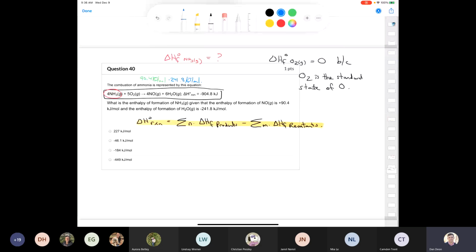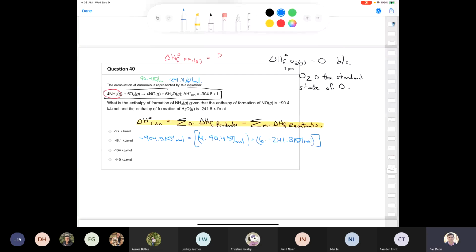We know that the delta H of our reaction is negative 904.8 kilojoules per mole, and that's going to be equal to 5 times 0, so I'm going to leave that out. Starting off with the reactants, aren't I? I'm supposed to start off with the products. Okay, there we go. So 4 times 90.4 kilojoules per mole plus 6 times negative 241.8 kilojoules per mole. So that takes care of our products.